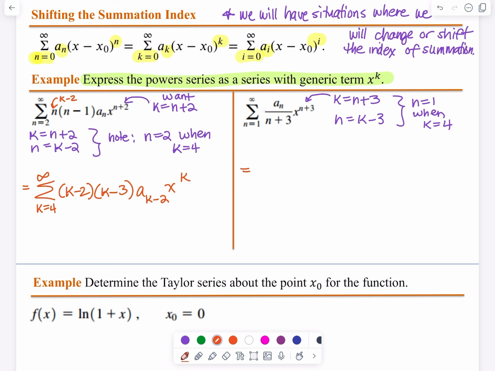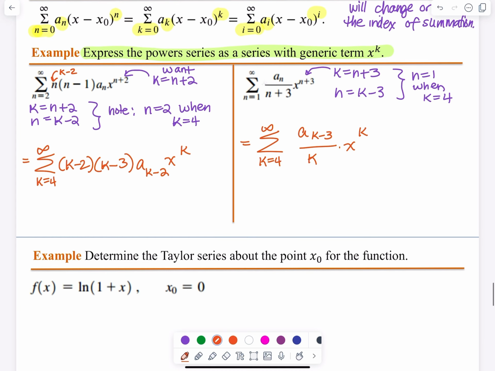So now, in coming up with this generic term x to the k, we're now going to have the sum. And remember, n equal 1, k is 4, just happens to be, again, to infinity. And we have a sub k minus 3, because that's our n, divided by k, because that's what n plus 3 is, all multiplied by x to the k.